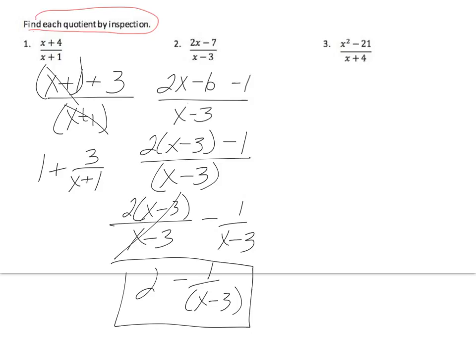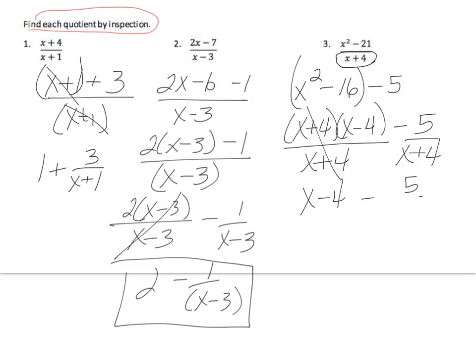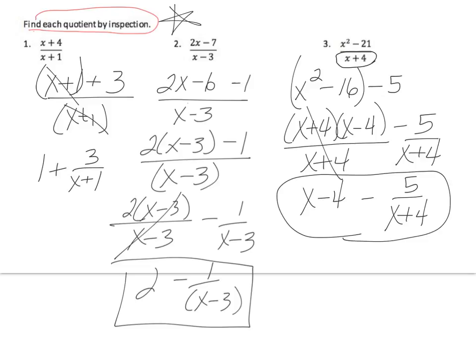Okay, this last one. Let's see what I can figure out. I really want to change this numerator into the difference of squares, and I know one of them is going to be an x plus 4. So I think I need 16 up there: x squared minus 16 minus 5. That would allow me to go (x plus 4)(x minus 4) minus 5, over x plus 4. I'm left with x minus 4 minus 5 over x plus 4. Starting to enjoy this method. Let's move on.